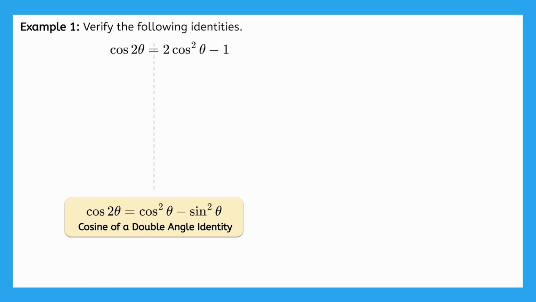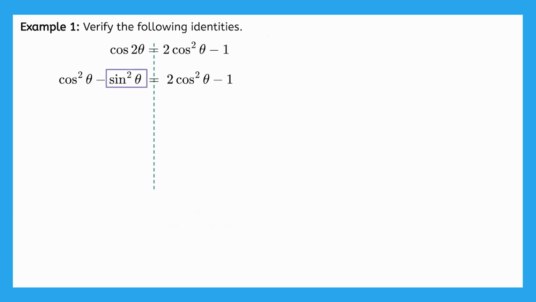To verify the first identity, let's replace cosine of 2 theta with cosine squared theta minus sine squared theta. What do you think we can do now? If we are working to make the left side look like the right side, we could note that the right side only uses cosine. How could we write the sine squared on the left side in terms of cosine? Do we know any identities that would help us?